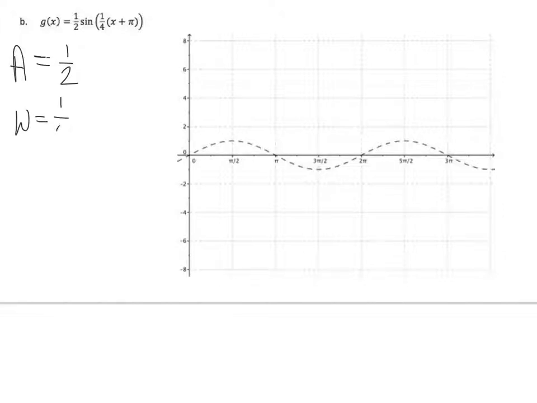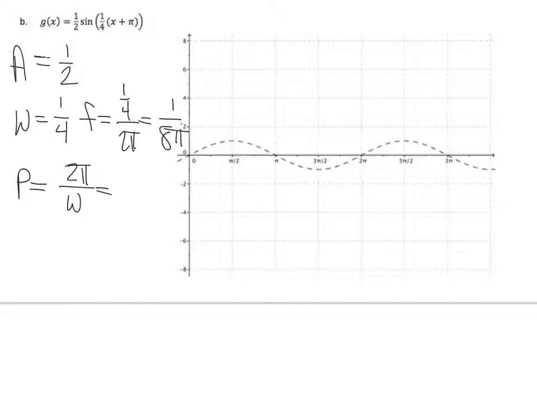Omega equals 1/4. So my frequency is 1/4 over 2 pi, which is 1 over 8 pi. My period is 2 pi over omega, which is 2 pi over 1/4, which is 8 pi. So it's going to be pretty long, right?